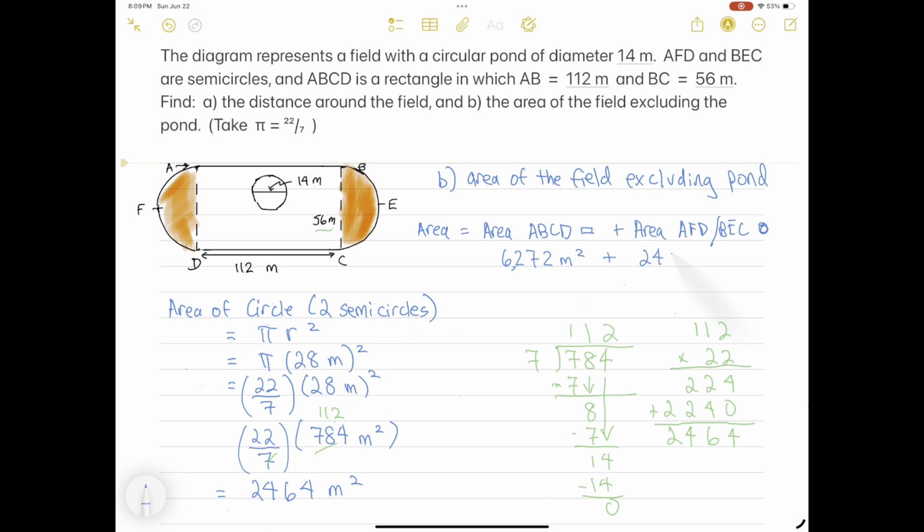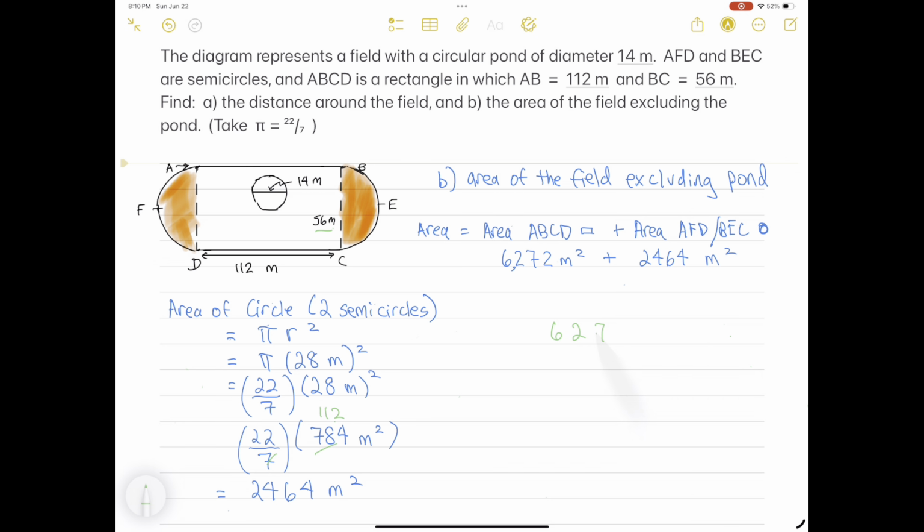So the area of the circle is 2,464 square meters, and I write that next to the area of the rectangle, 6,272, so that I can add those two areas together to get the whole area of the field. And I do that calculation on the side. 6,272 plus 2,464 works out to be 8,736. So the area of the field is 8,736 square meters.